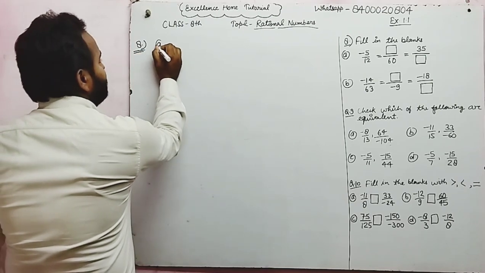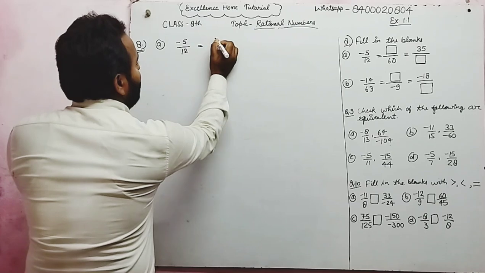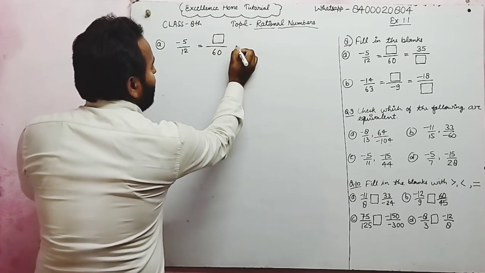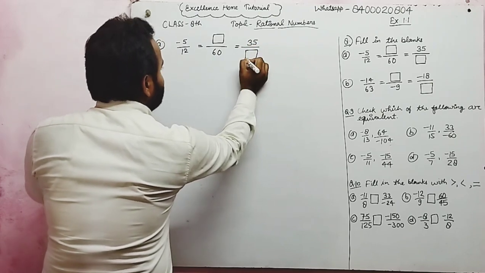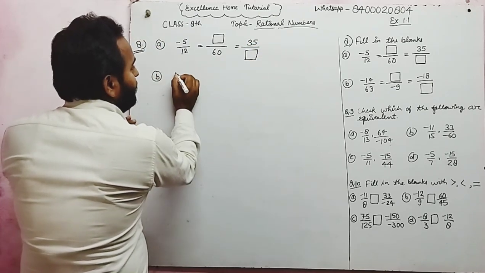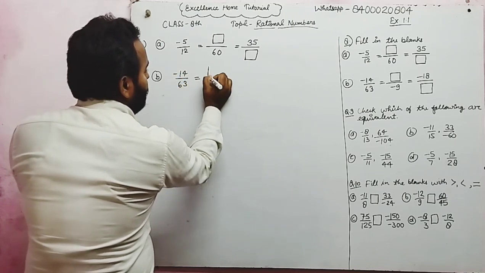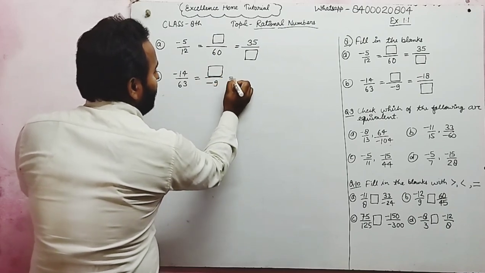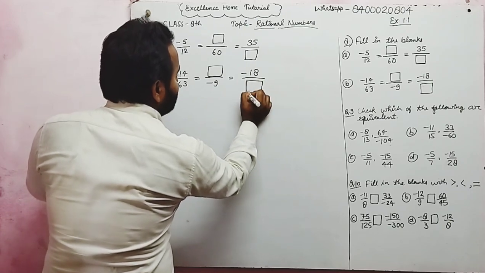Question number 8 is: minus 5 upon 12 equals blank upon 60 equals 35 upon blank. Second is minus 14 upon 63 equals blank upon minus 9 equals minus 18 upon blank.